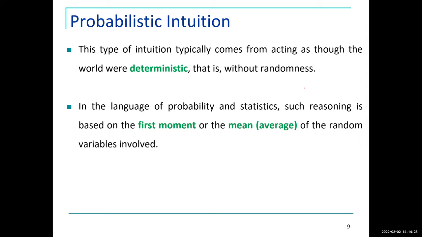This type of intuition typically comes from acting as if the world were deterministic, without randomness. Basically, we are assuming that nothing is going to impact X, Y, Z. We know for sure that if we come to class at 2 o'clock, Dr. Perez is going to be here teaching the class. That's our intuition telling us that. But maybe I have a situation and I'm not showing up. That could be a random event. You might come here and I might not be here. So that's the difference. In the language of probability and statistics, such reasoning is based on the first moment, or the mean average, of the random variables involved.